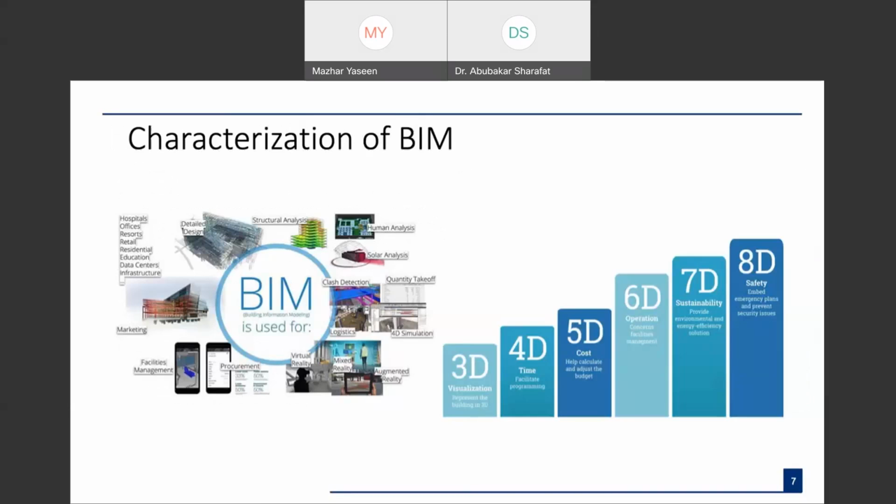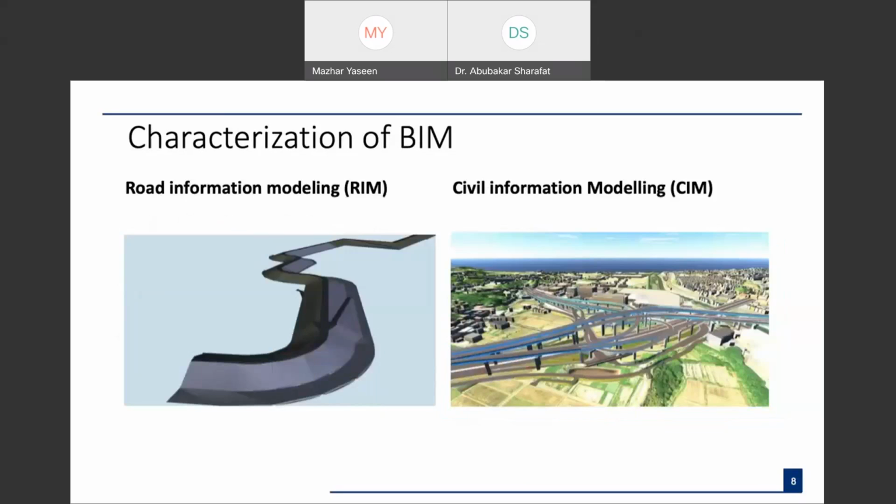When we talk about the characterization of BIM, normally it started with 3D, then 4D and 5D, and from 6D, 7D, 8D, to me, it depends upon the project type. For me, maybe 6D can be VR or AR, or it can be sustainability, or safety, or some structural analysis, or technical analysis related to civil engineering. So this depends upon the nature of the project. This is the characterization of BIM for civil engineering.